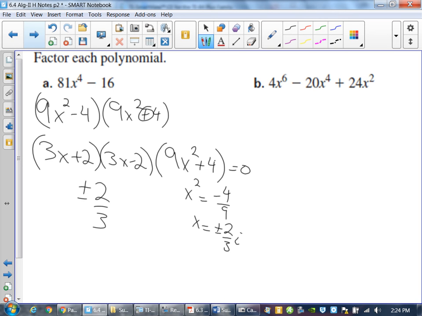So when I do that, are you guys okay if I put that on a different sheet?